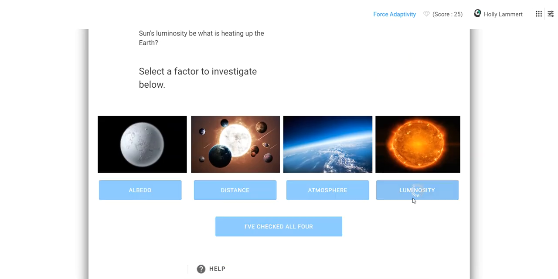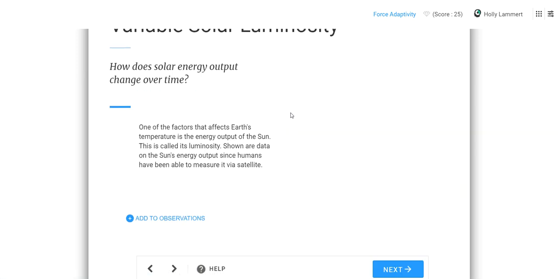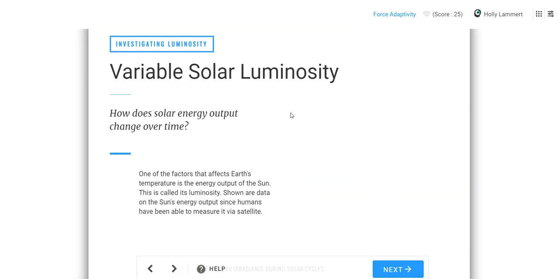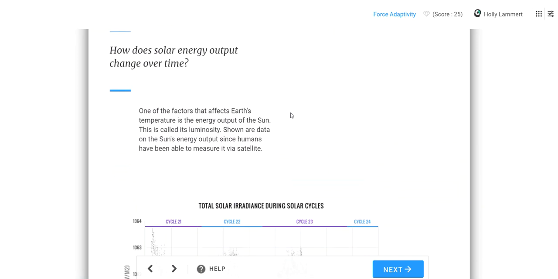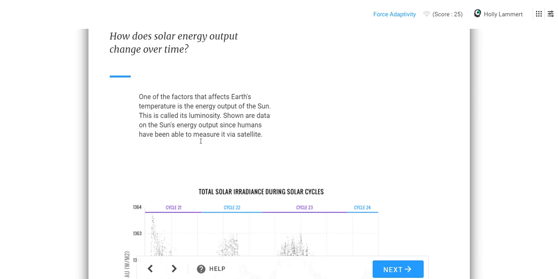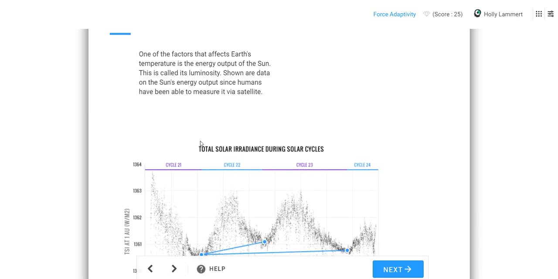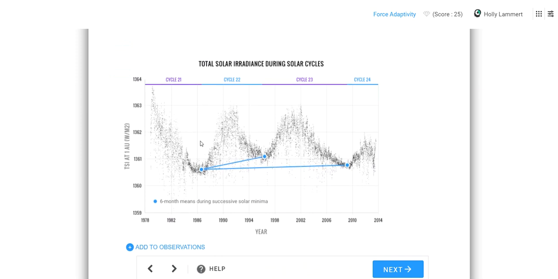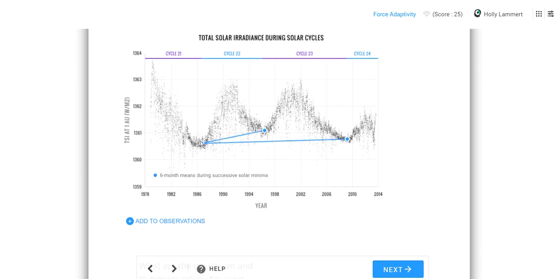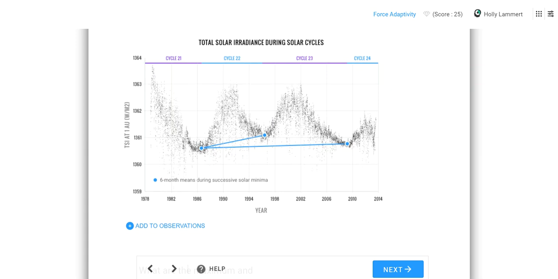Okay, and let's check our last one, luminosity. Variable solar luminosity: how does solar energy output change over time? One of the factors that affects Earth's temperature is the energy output of the sun. This data is called its luminosity. Shown are data of the sun's energy output since humans have been able to measure it via satellite. Here we have total solar irradiance during solar cycles.